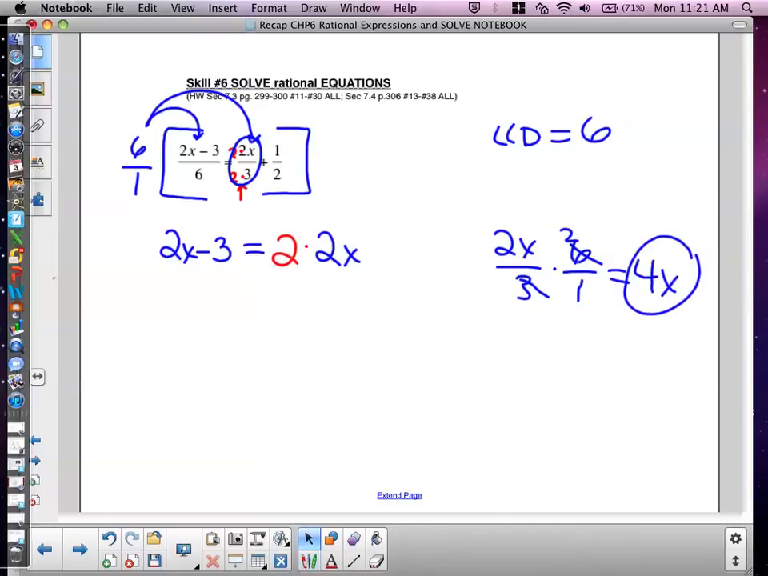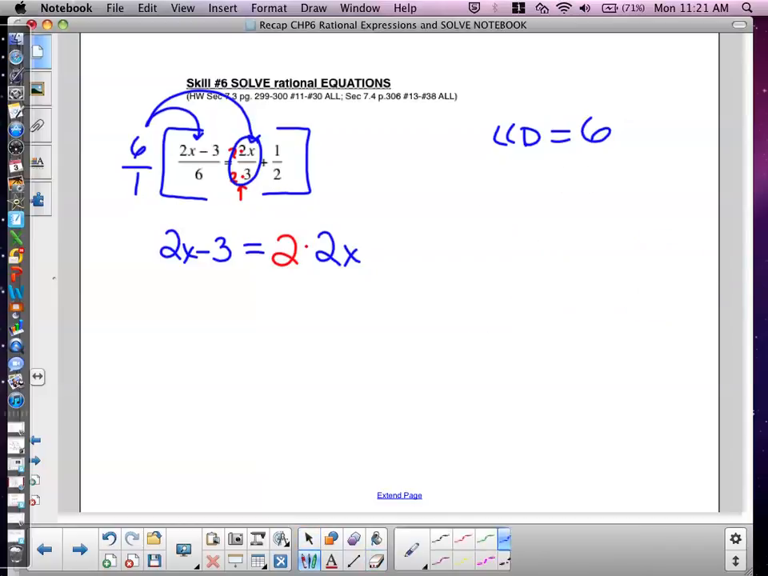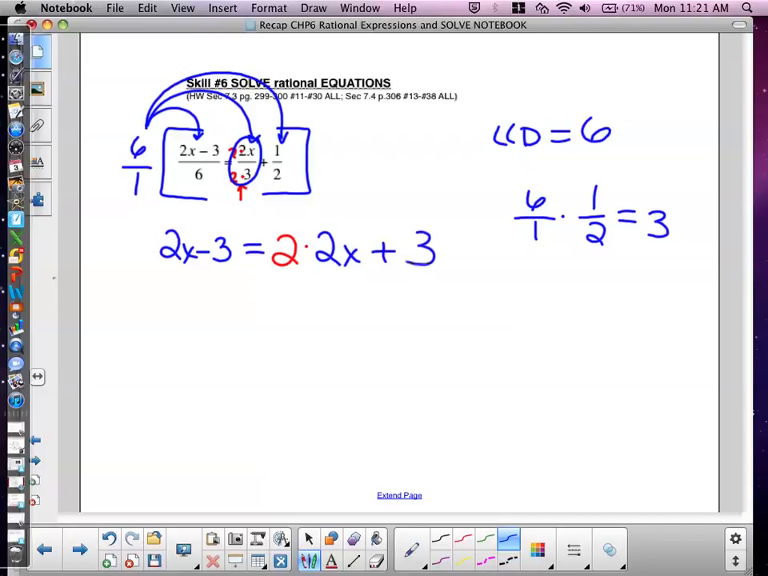And now looking at the third term in my equation, 1/2, in scratch paper work I have 6 over 1 times 1 over 2. When I multiply those together, I get 3. So by multiplying each term by the LCD, I have eliminated the fractions, and I now have this to work with. This is simple enough to solve for x.